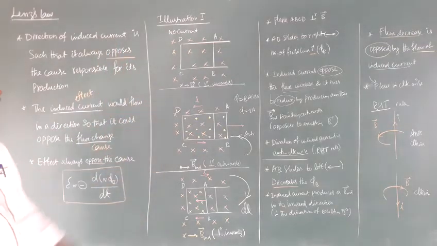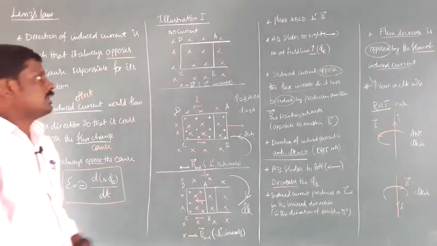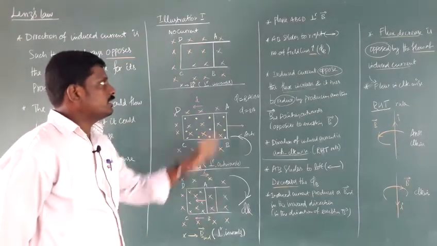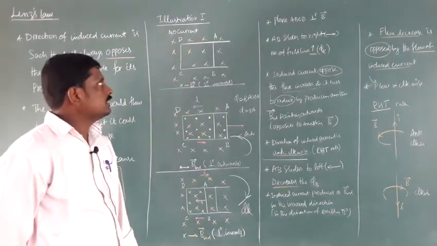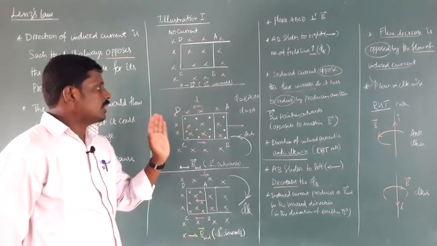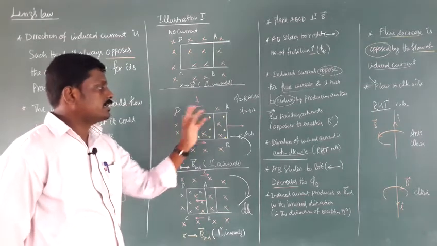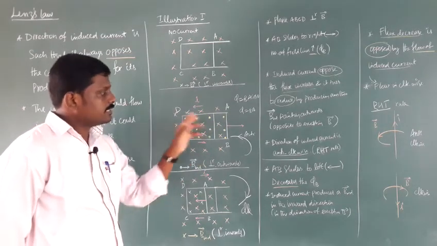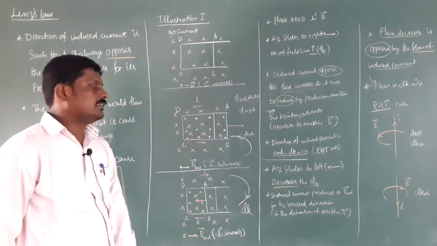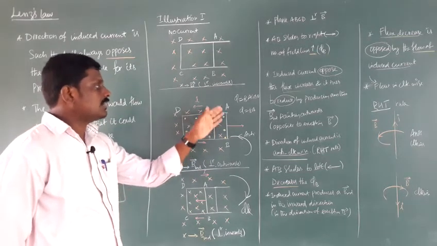So we have seen illustration 1. The slider ABCD. Initially there is no current flowing in the slider ABCD. Now we are pushing the slider outwards. So there is a change in area. So there is a change in magnetic flux. The number of field lines increases. So the current flows in the circuit.